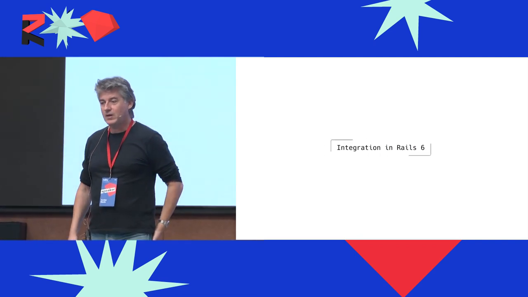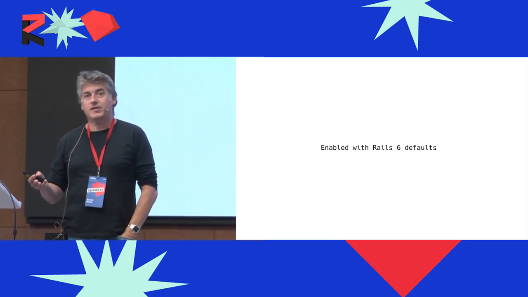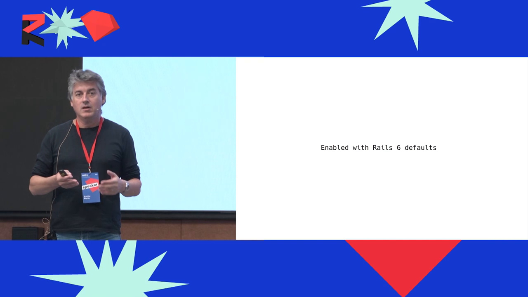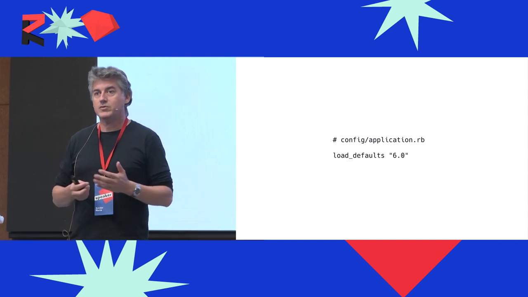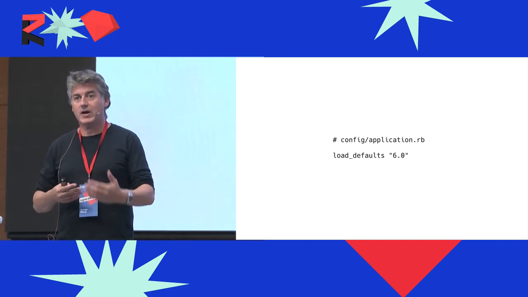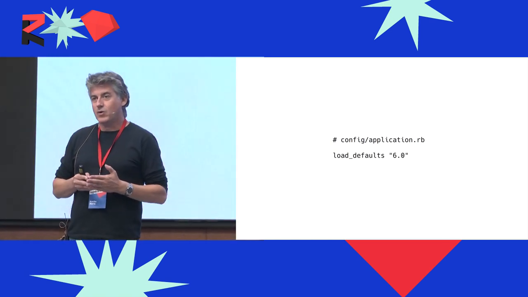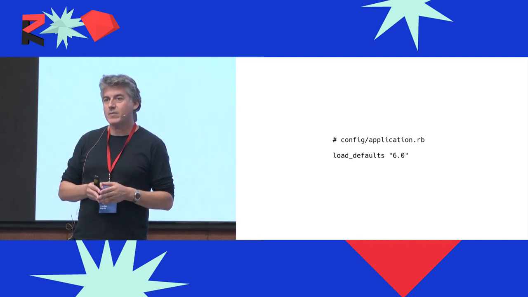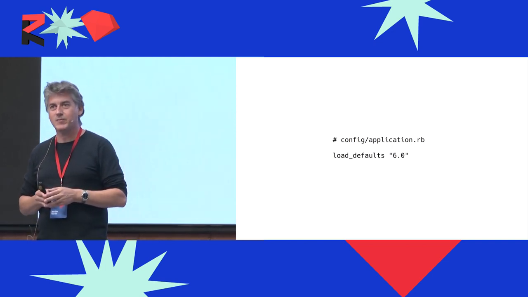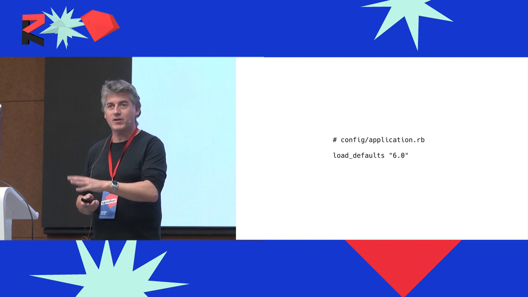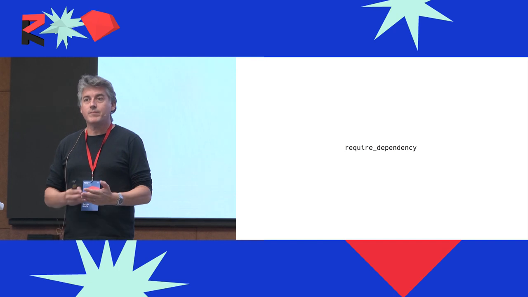Okay. So to finish the presentation, the integration with Rails 6 is enabled by default in Rails 6. So if you have load defaults 6.0, you are using Zeitwerk behind the scenes. That's at least in MRI. JRuby is almost there supporting Zeitwerk. 1% of the work is missing, I am told, but they are working on that. They eventually get there.